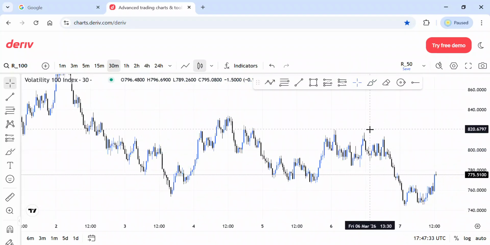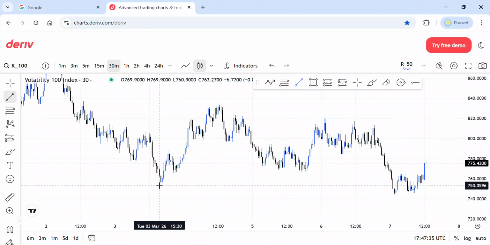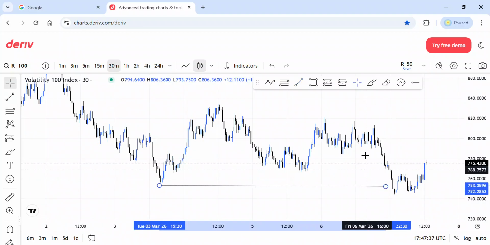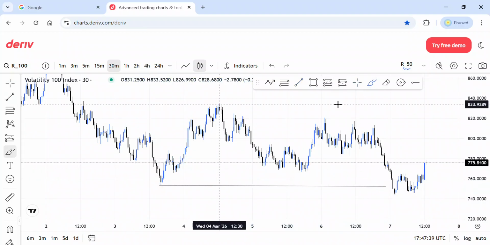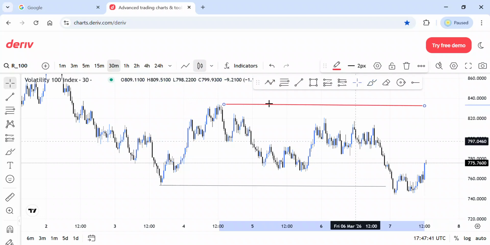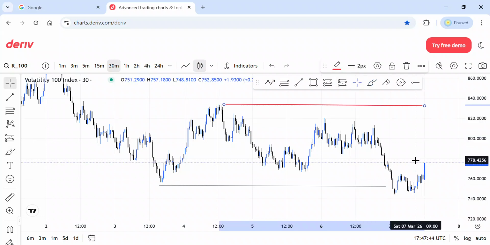So according to this 30-minute time frame, it's more clear. You can see the market broke out from this low. So this is still our swing point. This is still our major high. The market must not break it.